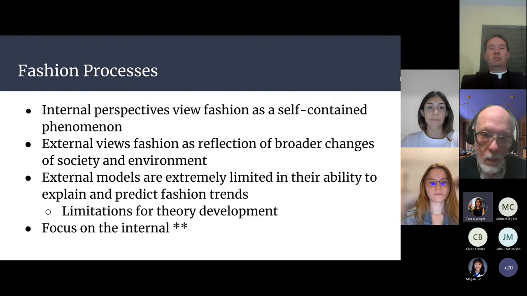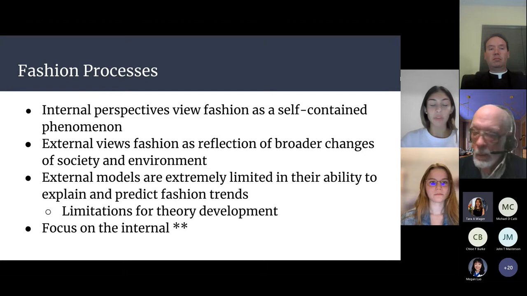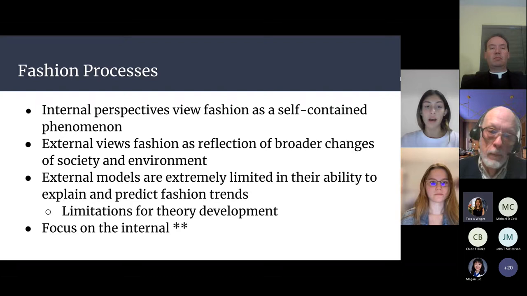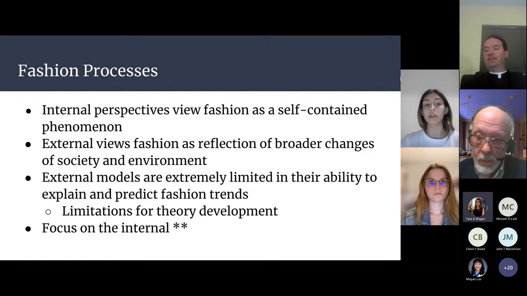Okay, and then we have fashion processes. So basically, really quick, what we want to get out of this is that there are internal perspectives and then external views of fashion. So internal obviously focuses on fashion as a self-contained phenomenon, but external reflects more on broader changes, like external factors and influence. But external models are limited in their ability to explain and predict fashion trends. They're simply too many variables. So we are going to be focusing on internal perspectives.